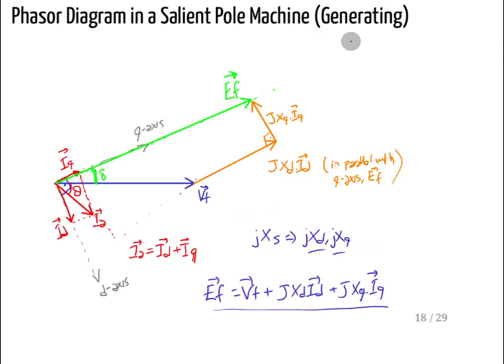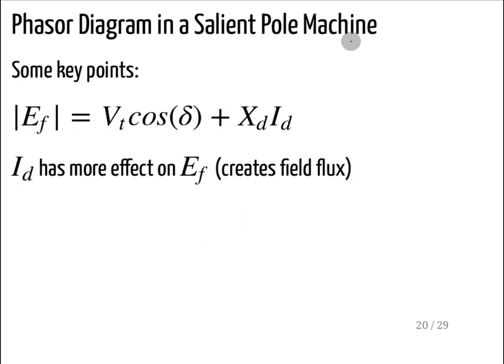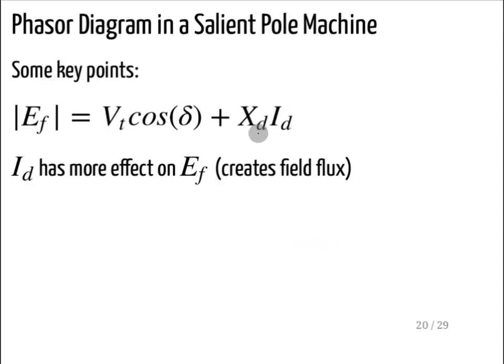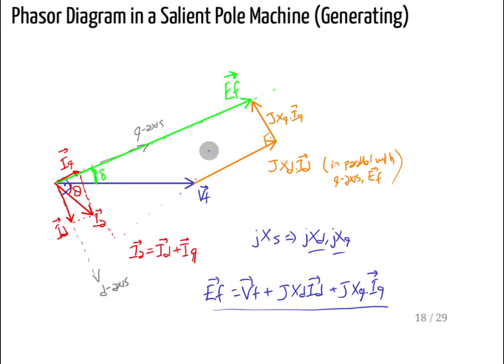So the key points, okay, let's have a look at that one. In the previous case, remember, Ef can be just that one or that one. So in the previous case, we can just define that one, and Vt cos delta will be equal to Ef, right? But now, if we have a higher Id, that is the same effect as increasing Ef.